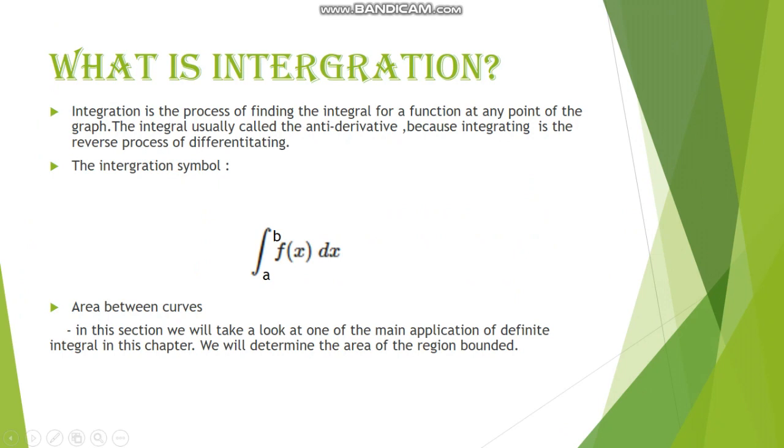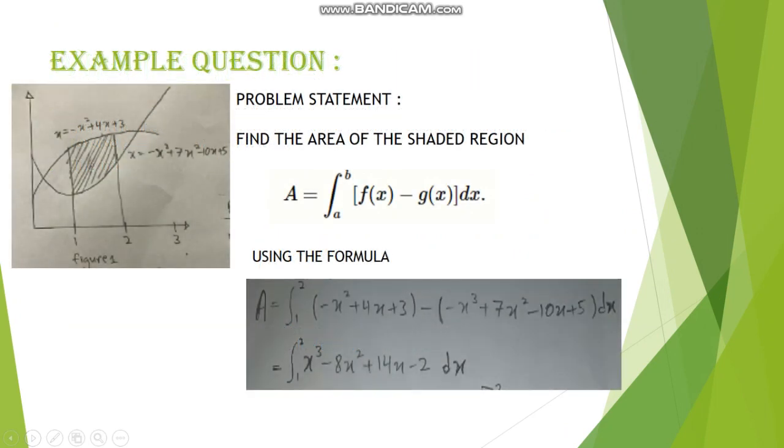Area between curves. In this section, we will take a look at one of the main applications of the definite integral in this chapter. We will determine the area of the region bounded. So now we are going to look at an example question. Here is the graph, and the problem statement is: find the area of the shaded region. This is the shaded region from the graph.